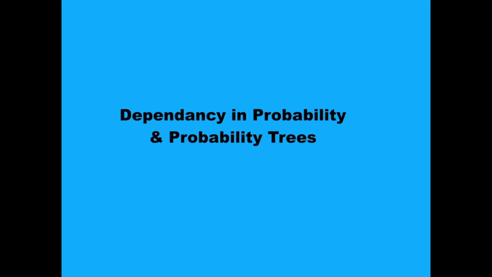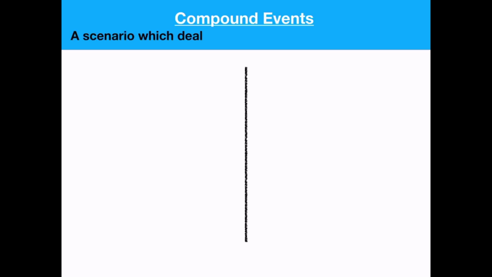Okay, so today's lesson is lesson 2 in our probability unit, based on dependency in probability and probability trees. So we're going to be talking about compound events today. Compound events is when you have a scenario which deals with 2 or more separate events. Now those events can either be independent or dependent events.